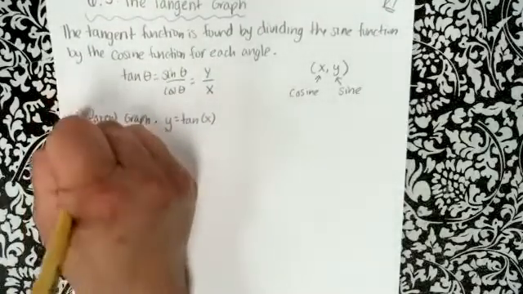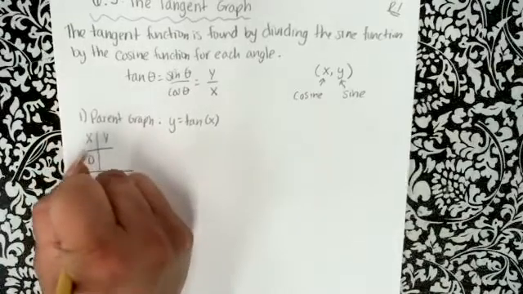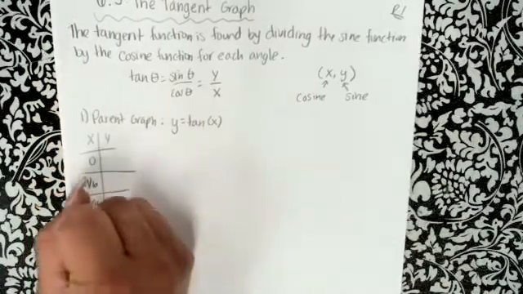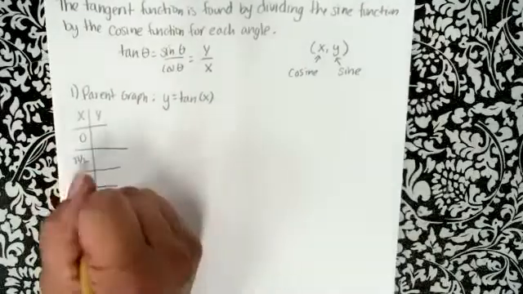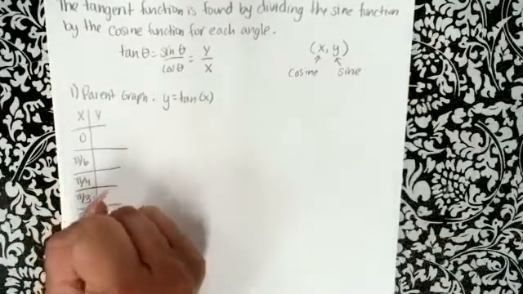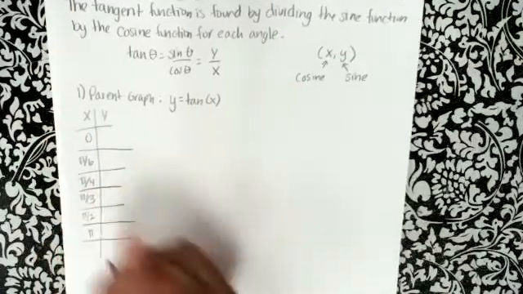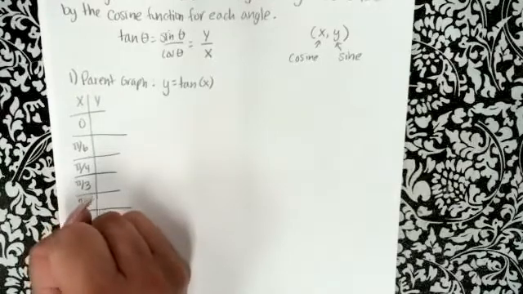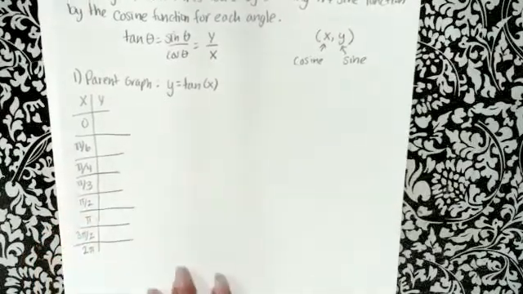We'll start off at 0. We'll do pi over 6, pi over 4, pi over 3, pi over 2, pi, 3 pi over 2, and 2 pi.